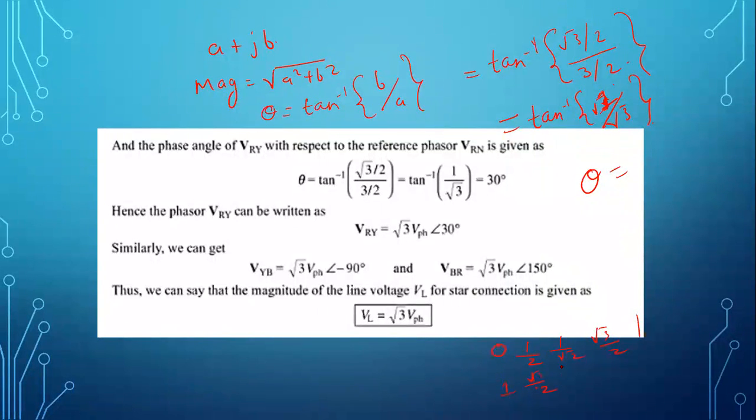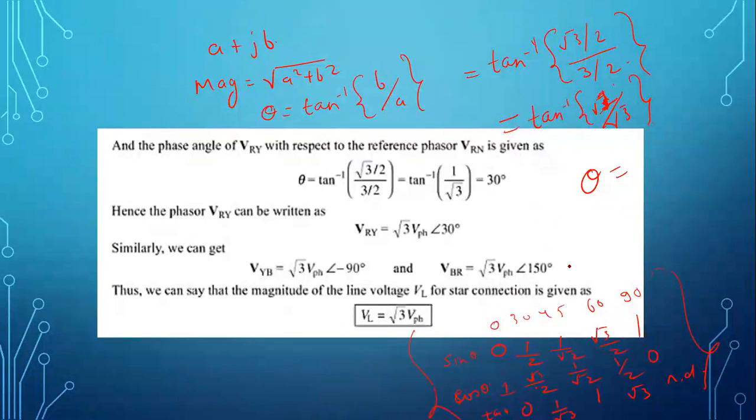Thirty degrees, sir. Okay, sin theta, cos theta. So tan is the division of sin theta by cos theta. So 0, 1 by root 3, 1, root 3, not defined, or infinite, whatever you say. 0, 30, 45, 60, 90.